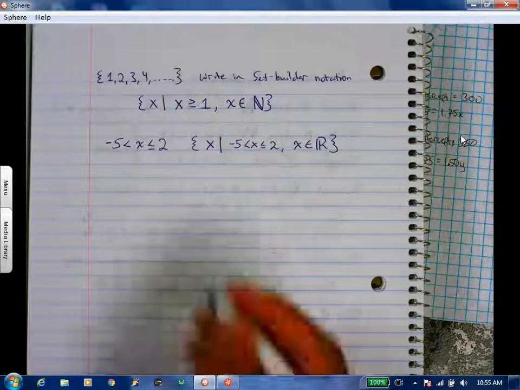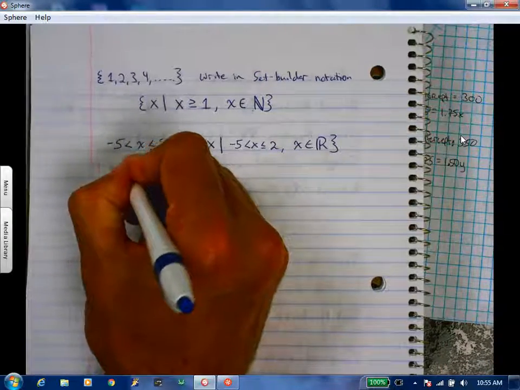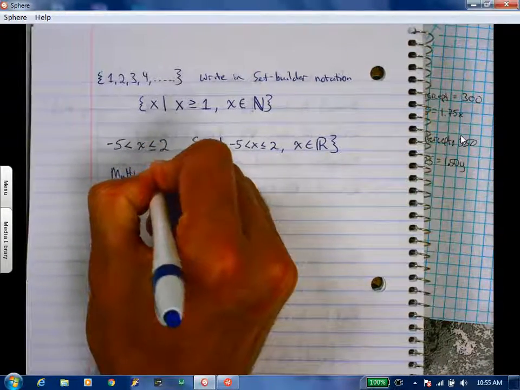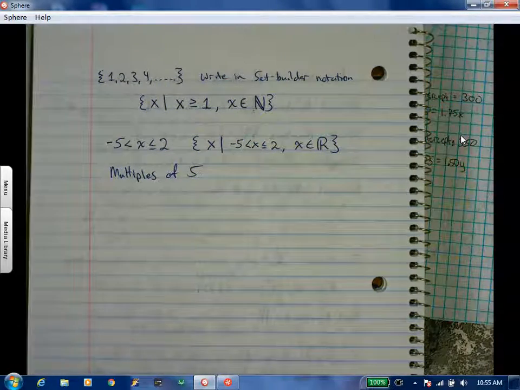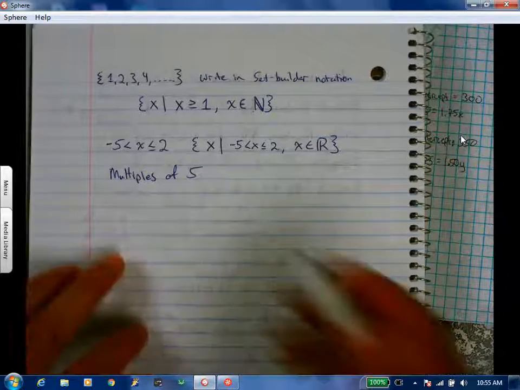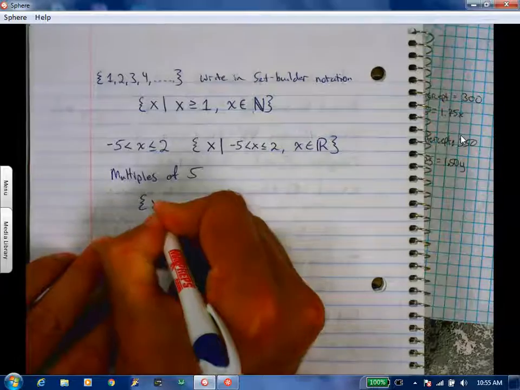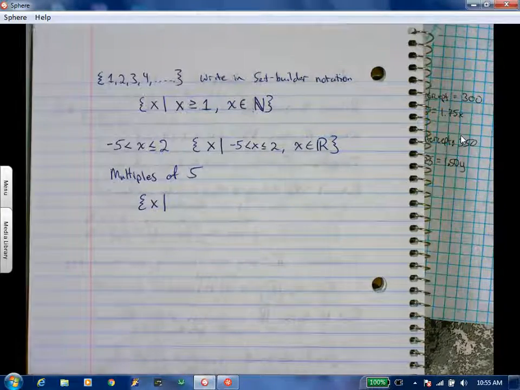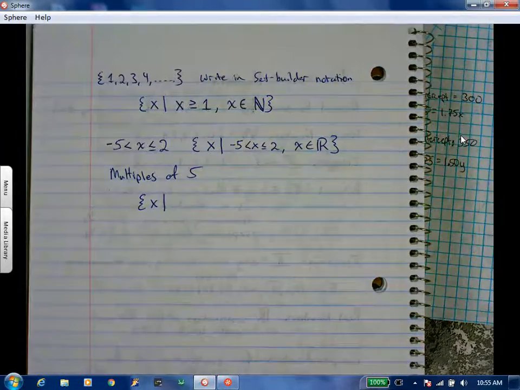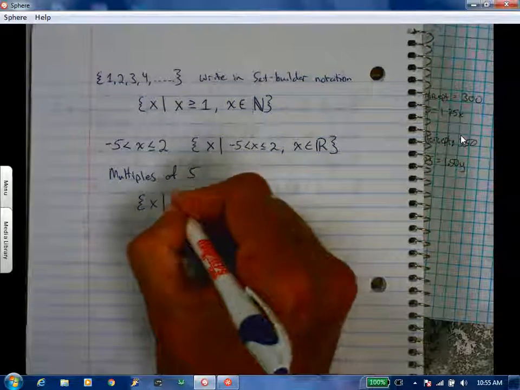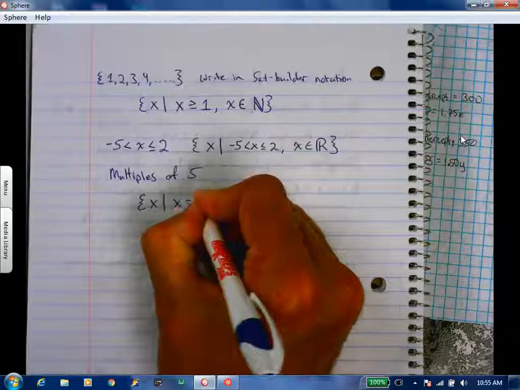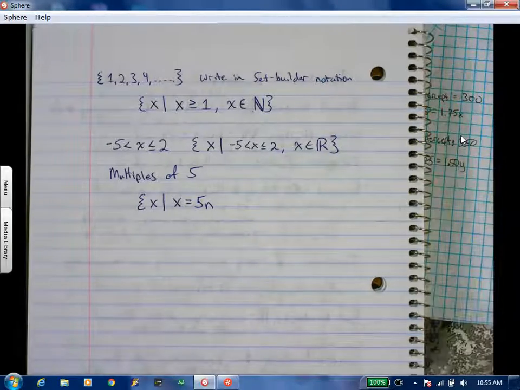Okay, this one's a little bit different. If they say something like multiples of 5, how do you write that? And then we'll move on. So if you want multiples of 5, start the same way, x such that x equals 5n. We're going to just throw another variable in there, of course.